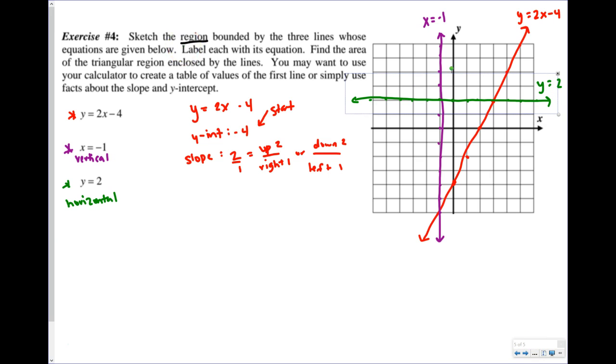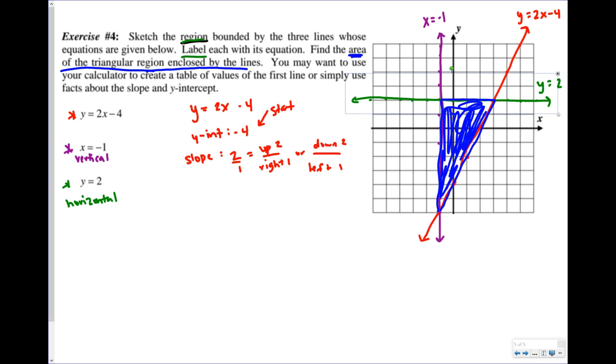Okay, so I've sketched the lines. I've labeled each with each equation. Now, the region that you found looks like a triangle because the next thing says find the area of the triangular region enclosed by the lines. That's this region right here that I'm going to highlight in blue. There's the triangular region that we found. Okay, I'm going to color it in. So there we go. We found this triangular region, and now it wants to find the area.